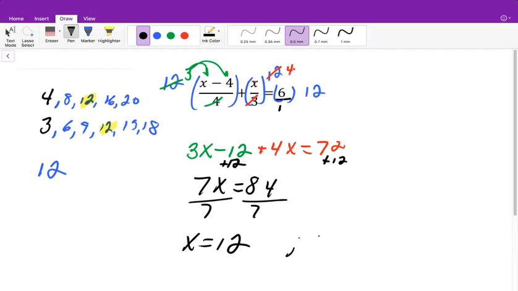And just make sure you stay aware, there are no restrictions since these are numbers and not variables. Anything that we plug into x will work because we can never get 0 as a denominator. So there are no restrictions and just x is equal to 12.